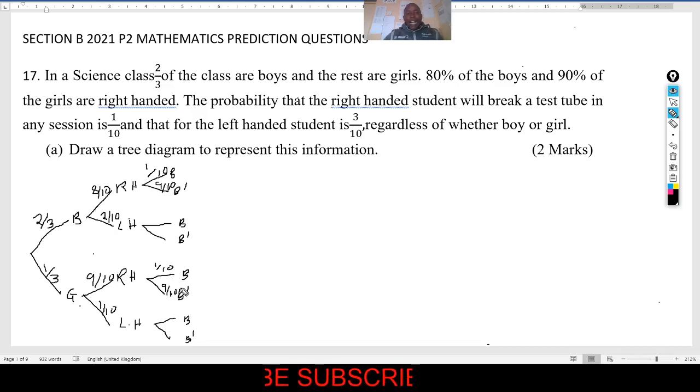And that's for the left-handed students. For left-handed students, breaking is 3/10. If you are left-handed, breaking a test tube is 3/10. That is the probability. And the probability of not breaking is 7/10 if you are left-handed. It will be the same whether a girl or boy: 3/10 breaking, and not breaking is 7/10.